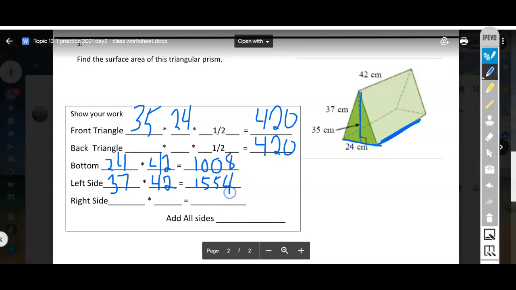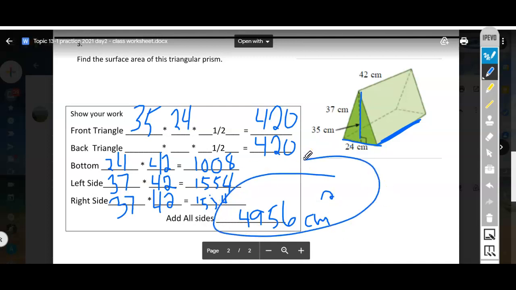And then the right side rectangle. Amir? Right, it's the same as the left side because it is an isosceles triangle, right? So that's another 1554. And what do I get when I put it all together? Amir, what'd you get? 4,956. Is that what you said? How many people got 4,956 on this? Oh, how many of you were close?